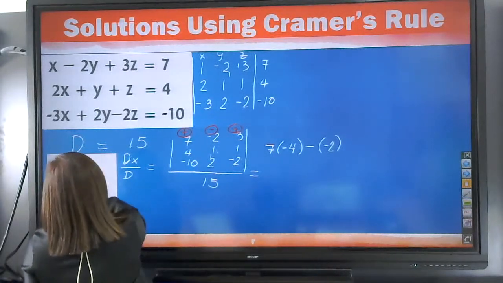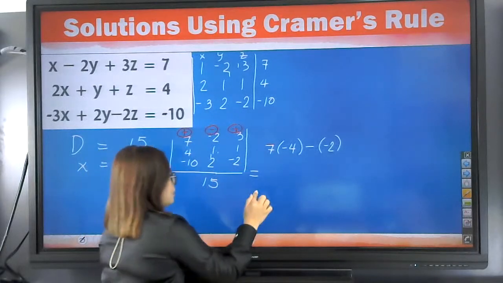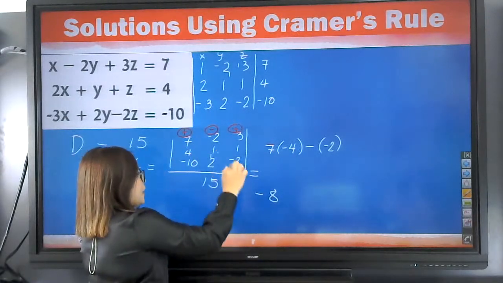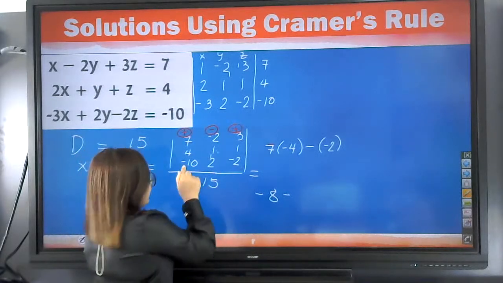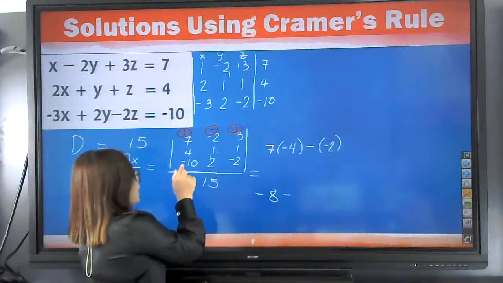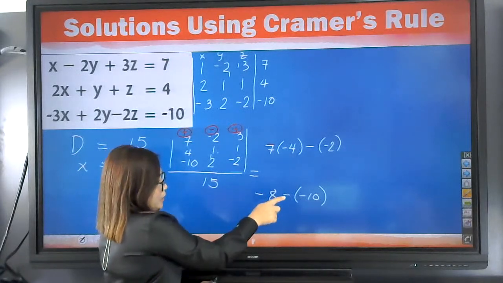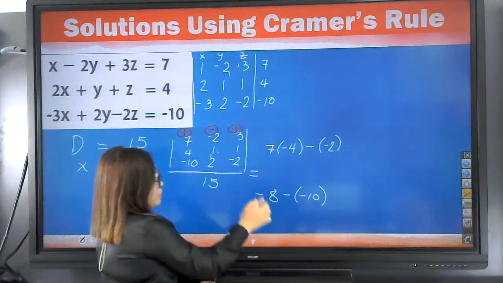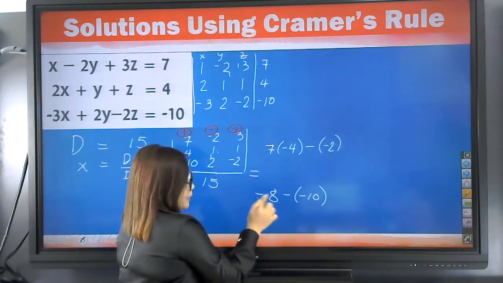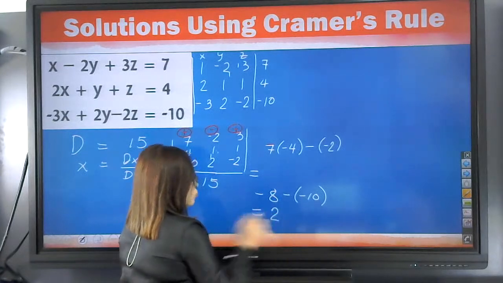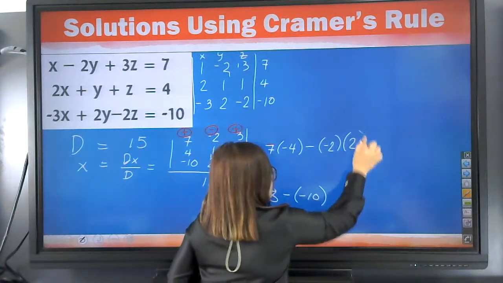So what do we have here now, students? Arrow down minus arrow up. 4 times negative 2 is negative 8, that's arrow down. Minus negative 10 times 1, negative 10 times 1 is negative 10, that's arrow up. Then solve: negative 8 plus 10 is 2. So the answer here is times 2.